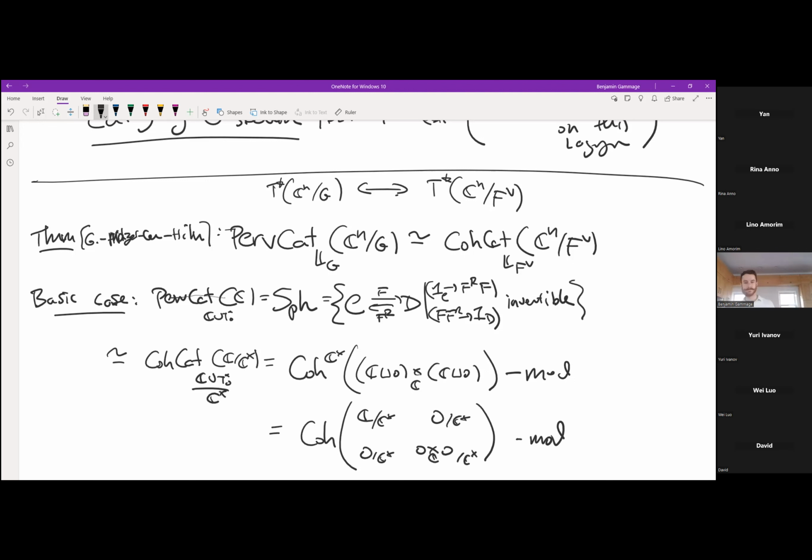So I don't know, this is some explicit thing. It's some matrix of coherent sheaves of categories with push forwards and stuff. It's very fun to work around with. And it's our theorem that this sort of controls spherical functors.